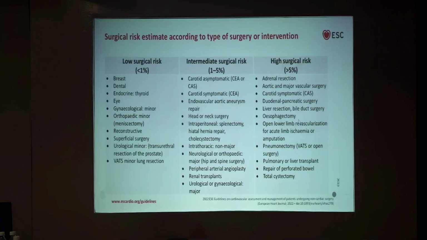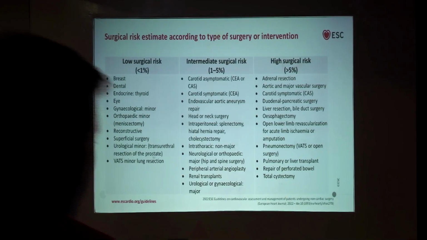So this is the list of various surgeries according to surgical risk. Low means less than 1%, intermediate 1 to 5%, and high surgical risk more than 5%. These are the low surgical risk: breast, dental, endocrine, eye, gynecological, minor orthopedic like meniscectomy, reconstructive superficial surgery, minor urological surgery like TURP.